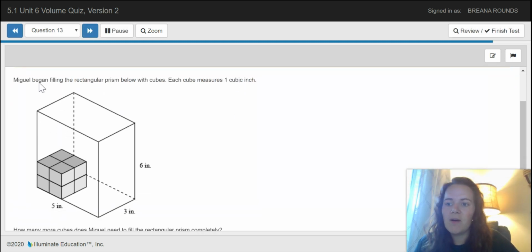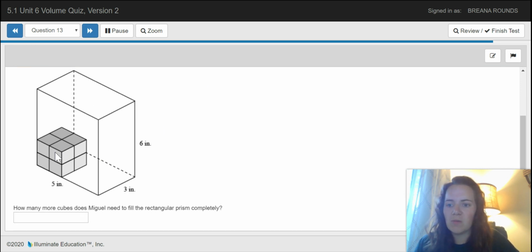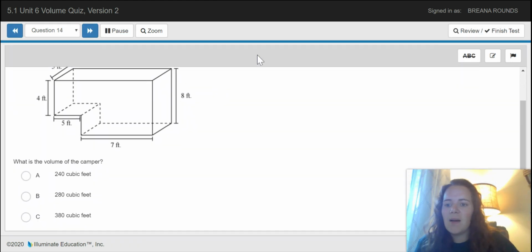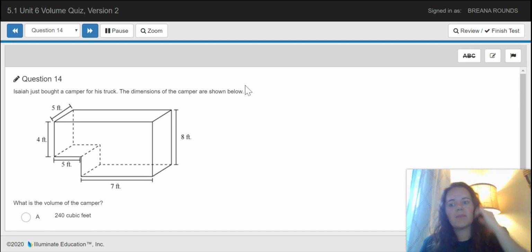Almost done. Miguel begins filling the rectangular prism below with cubes. Each cube measures 1 cubic inch. So this one tiny little cube right here is 1 cubic inch. This is representing what he's already put in there. The question is asking how many more cubes does Miguel need to fill the rectangular prism completely? Read carefully. And last question. Here is our composite figure for a camper that Isaiah just bought for his truck. What's the total volume of this whole big camper?